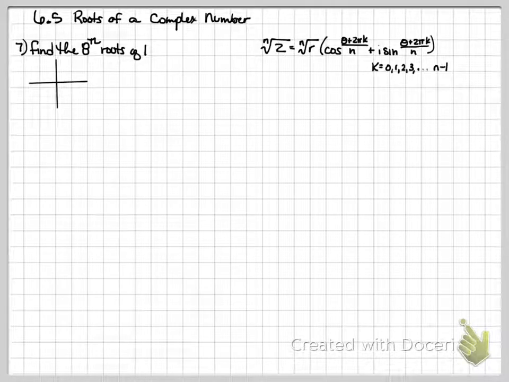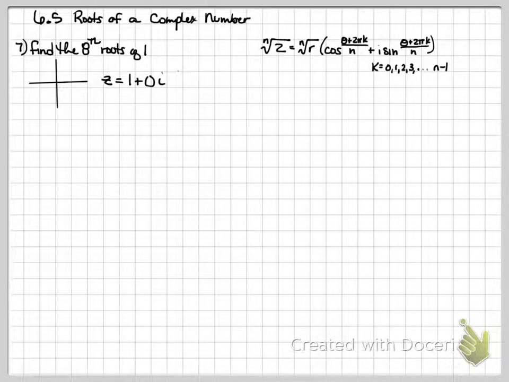Okay, we are continuing with section 6.5. We are now doing roots of a complex number. So we have two examples. The first one says find the eighth roots of 1. So the first thing I'm going to do is make this into a complex number and have it as my z. So z is equal to 1 plus 0i.